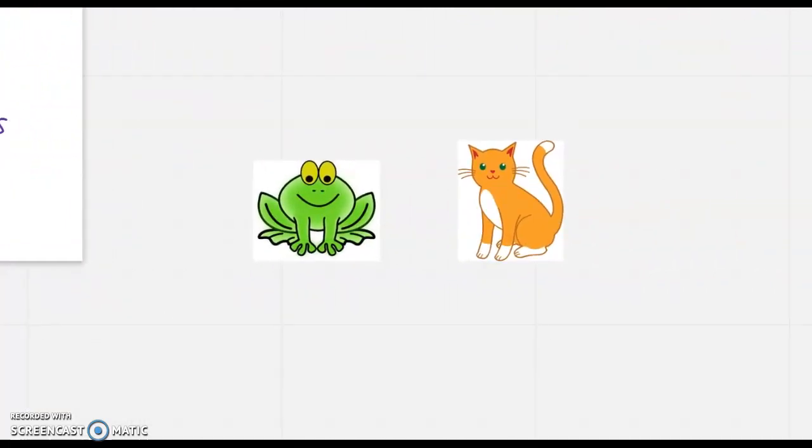And what is the difference between a cat and a frog? A cat only has 9 lives, but a frog croaks every day.